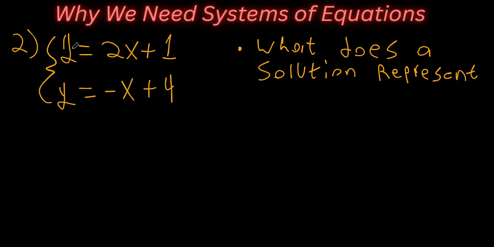Sorry to combine learning with asking questions, but I introduced this symbol here. This symbol means that these 2 equations are part of a system. Now, with this system here, 2 linear equations, I'm going to ask you, what does a solution represent?